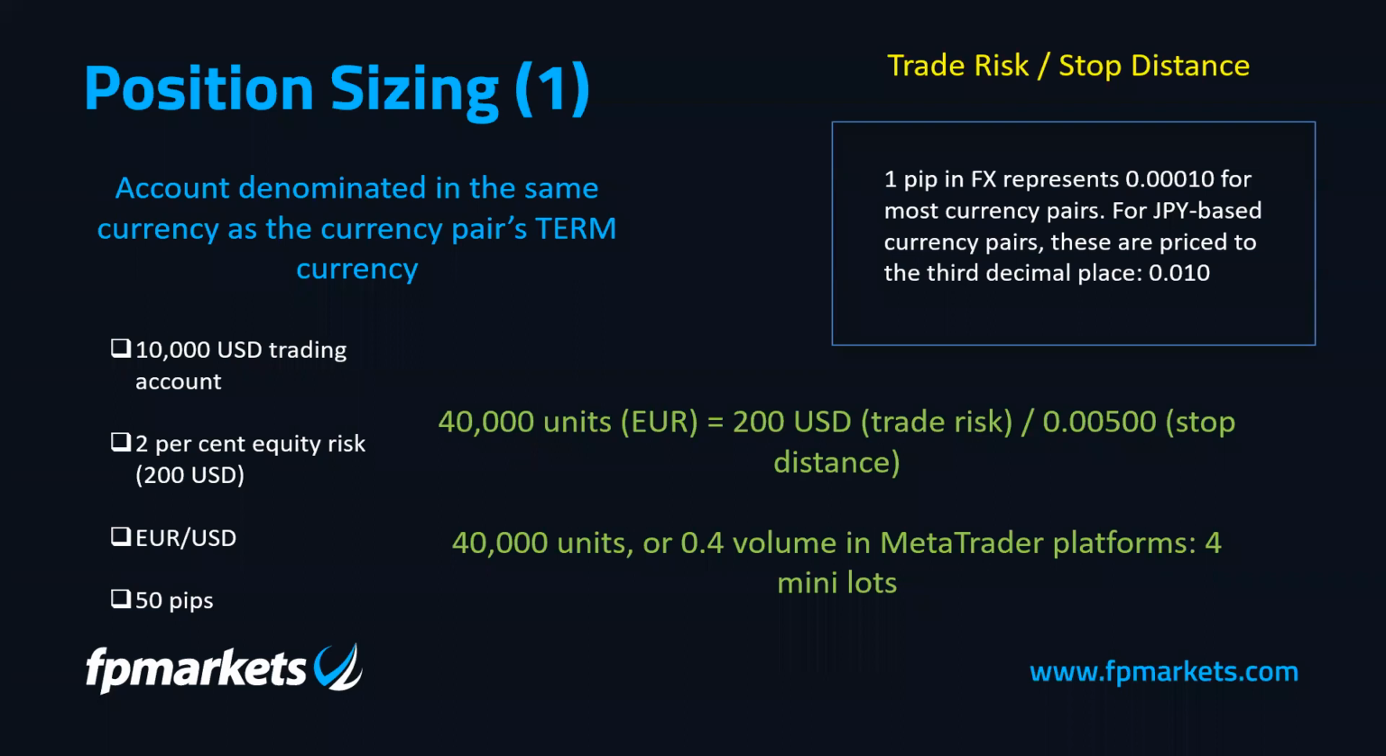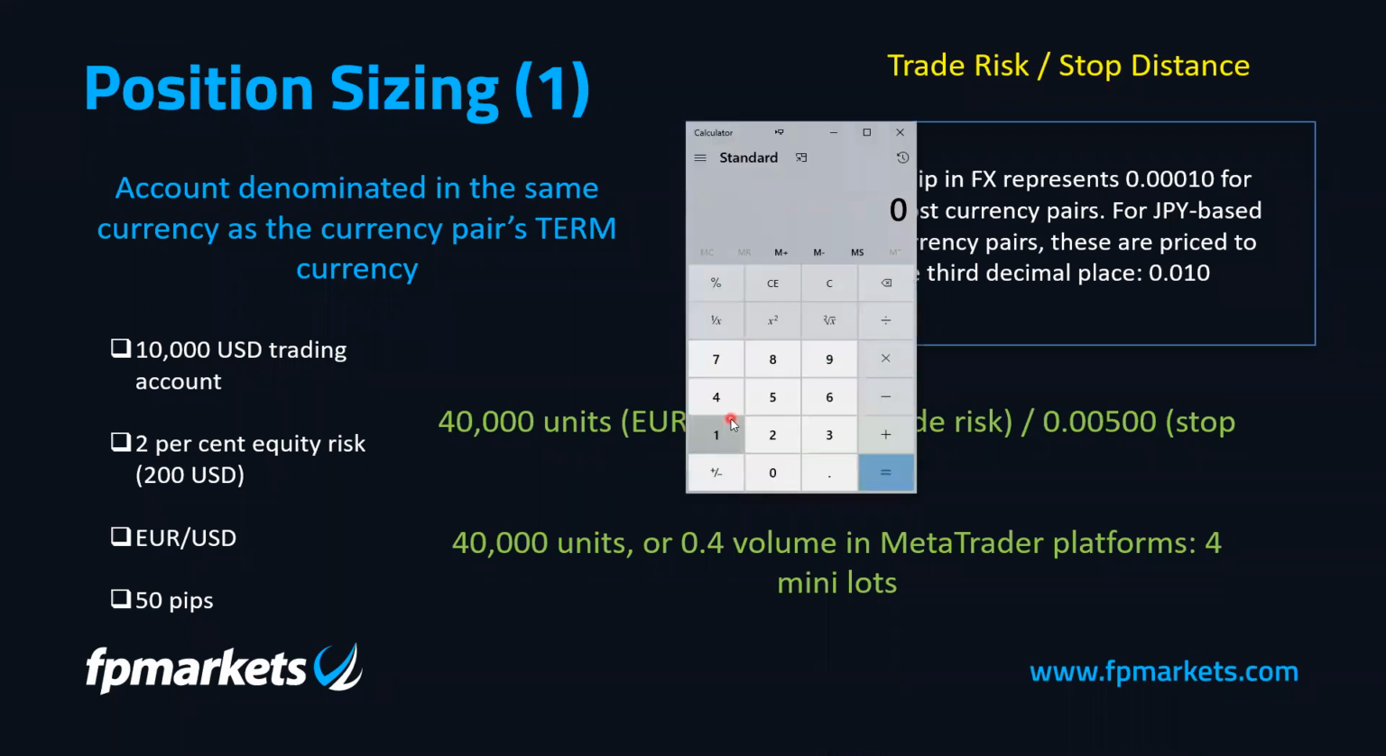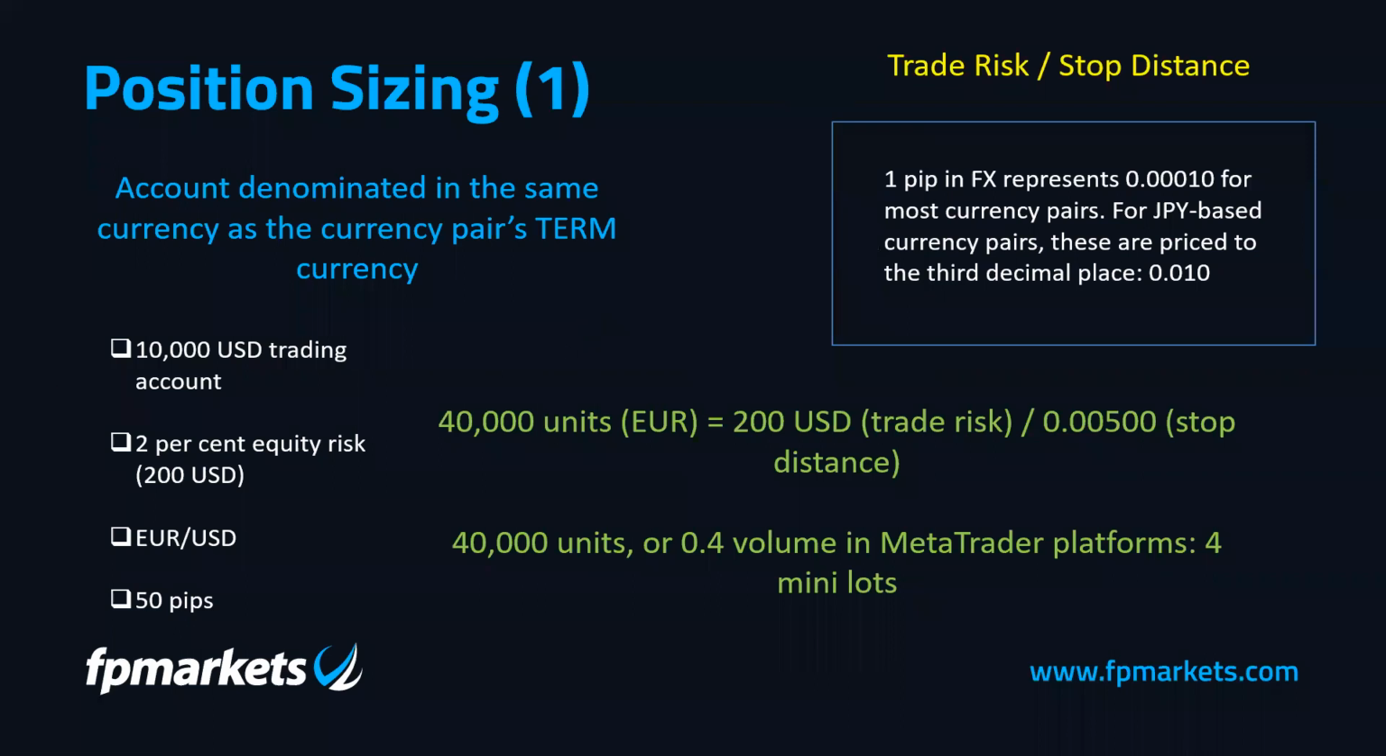Now look, the easy calculation here, I hope you guys can see my calculator. I'm going to bring it on right now. The easy way to do this is simply 40,000 divided by 100,000. That will give you your exact value that you need to input into your MT4 or MT5 platform to keep within this risk that you want, the $200. 0.4. That's all you do, is put 0.4 into your platform in the trading volume and away you go. That's all you have to do.